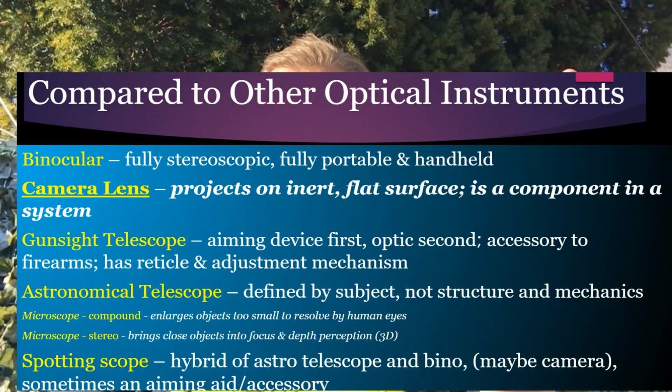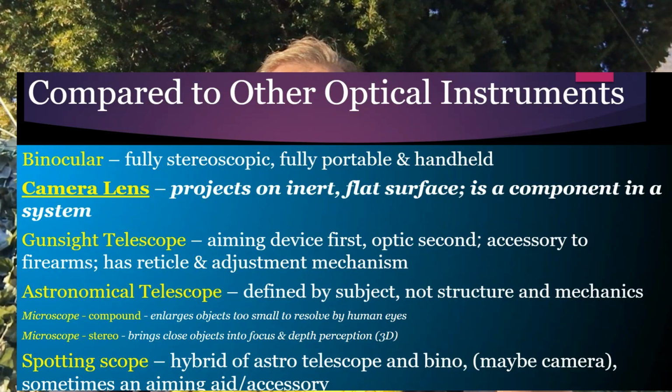The riflescope is only an accessory to a closed system, which consists of the firearm, the shooter, and the ammunition. An astronomical telescope is made to look exclusively at the night sky, stars, planets, deep sky objects.